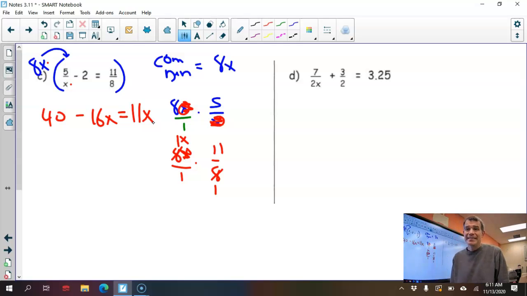All right, I hope you get that. I'm going to do it one more time here in a second, but I have now cleared the fractions and I got the variable out of the denominator, which is always nice. Last example and we're done.